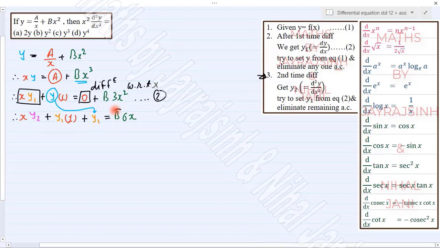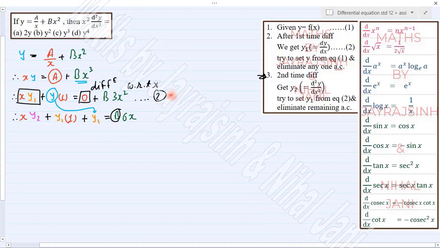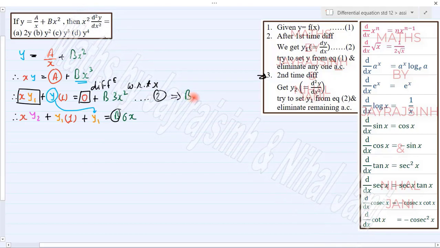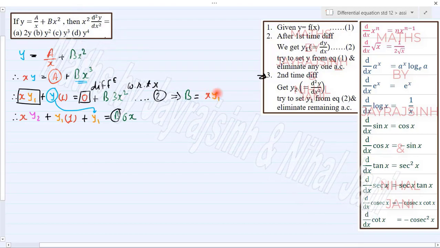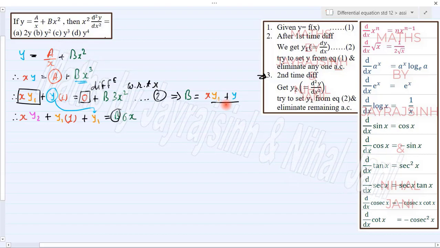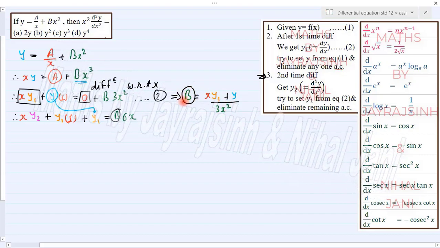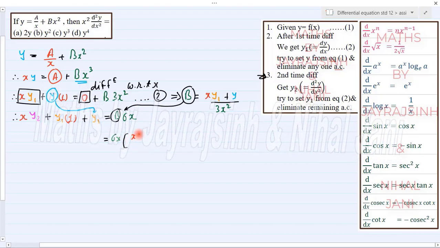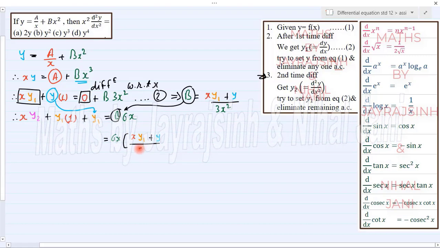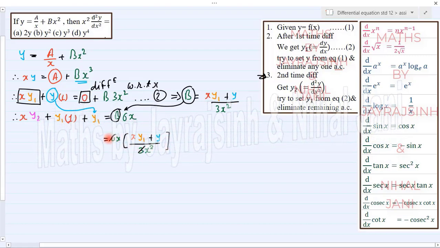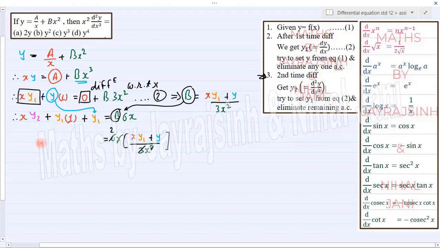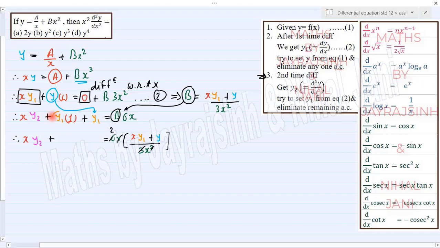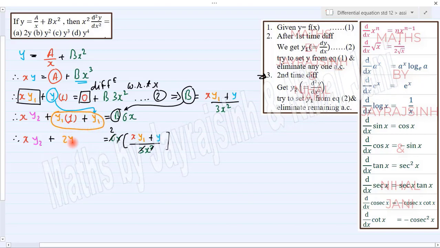Now on the right hand side, your b will be as it is, and differentiation of 3x square will be simply 6x. Now as we know, we have to eliminate our arbitrary constant b, and for that we use our second equation. From the second equation we can say b is simply x into y1 plus y, whole divided by 3x square. So if we substitute the value of b on the right hand side, we will get 6x into xy1 plus y upon 3x square. Here 3 2s are 6, and 1 power of x will cancel out. And on the left hand side, we will get x into y2 plus y1 will become 2y1.